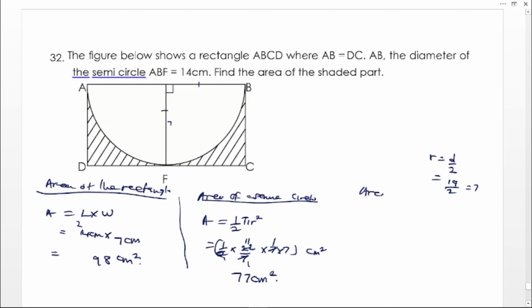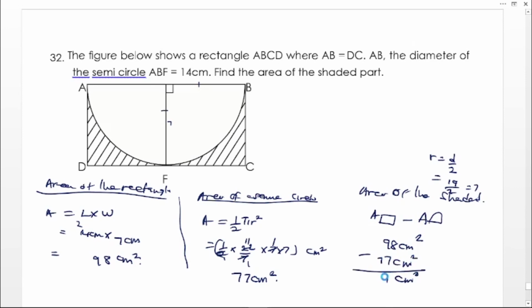Now the area of the shaded part is going to be the area of the rectangle minus the area of the semicircle. So that is 98 centimeters squared minus 77 centimeters squared, which gives us 21 centimeters squared. So the area of the shaded part is 21 centimeters squared.